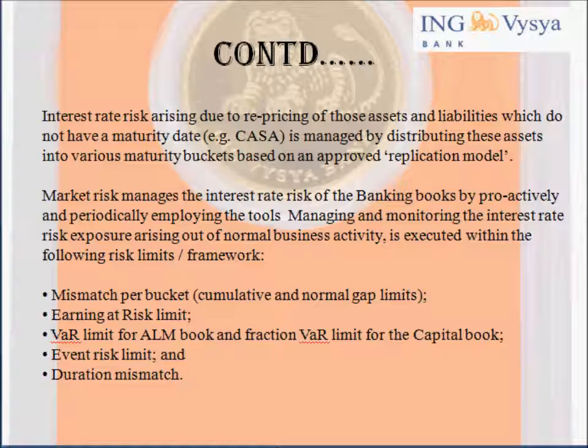Managing and monitoring the interest rate risk exposure arising out of normal business activity is executed within the following risk limits or framework: mismatch per bucket, cumulative or non-normal gap limits, earning at risk limit, value at risk limit for the asset liability management book, fractional value at risk limit for the capital books, event risk limit, and duration mismatch. Now let's see how interest rate risk is managed in ING Russia Bank, which will be continued by Rishab.